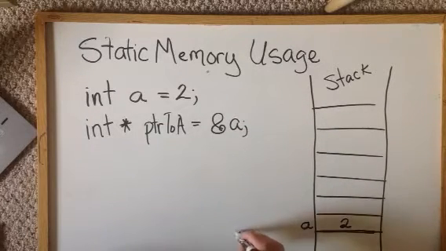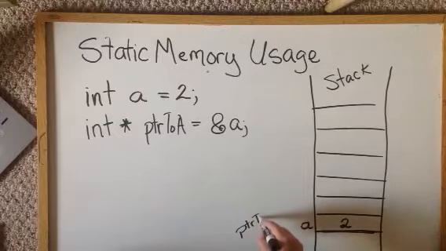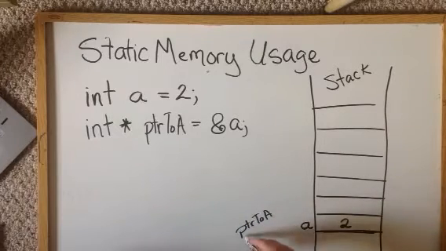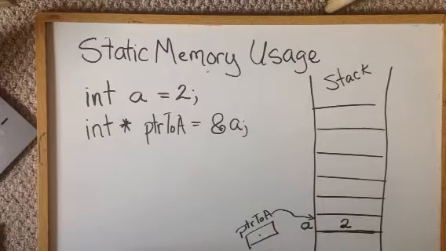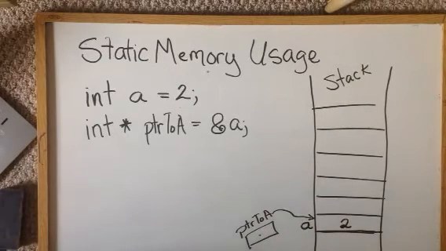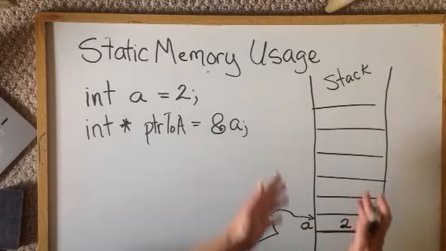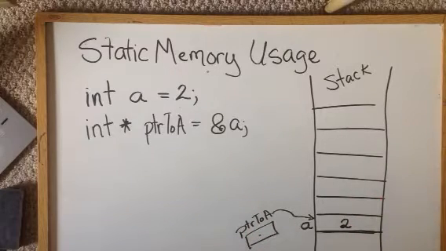Now pointer to A is also some chunk of memory, and that's pointing to here, and this chunk of memory is actually on the stack too. It's just hard to represent it on the stack, and memory isn't all in one line anyway, so all this memory is on the stack.